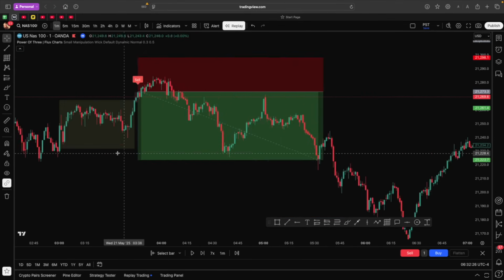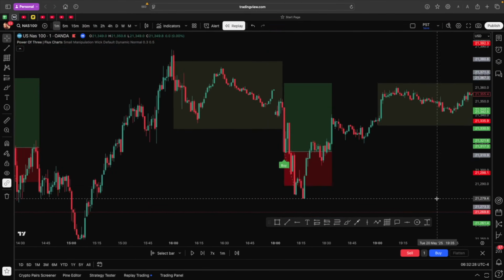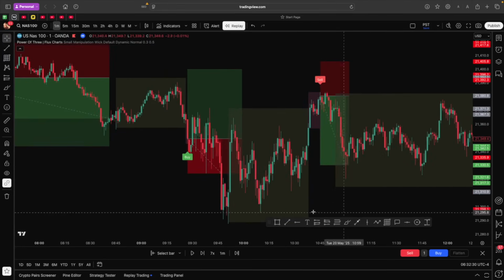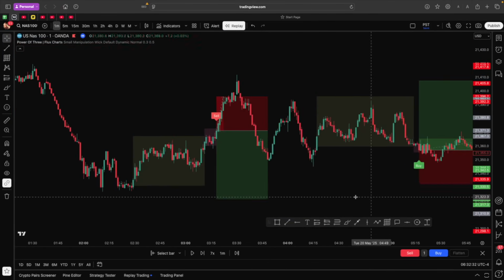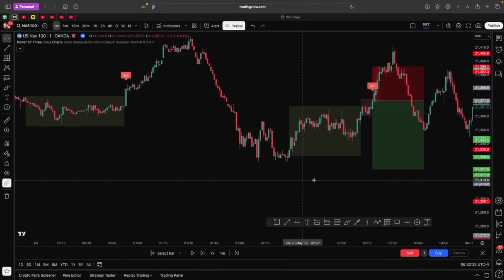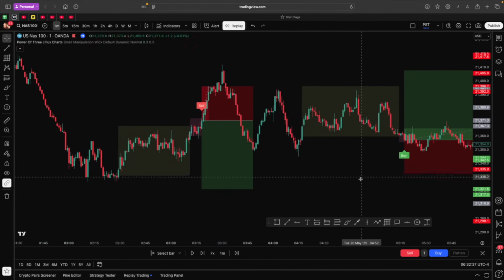So let's quickly have a look when we started with this test. How many winning trades do we got? How many losing trades do we got? So here we started.